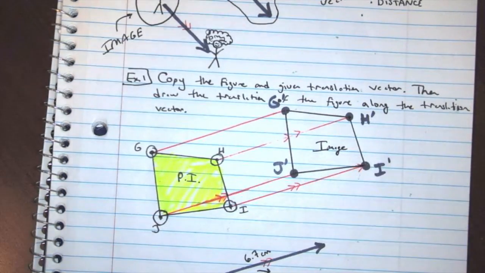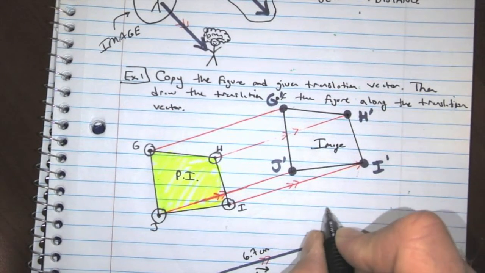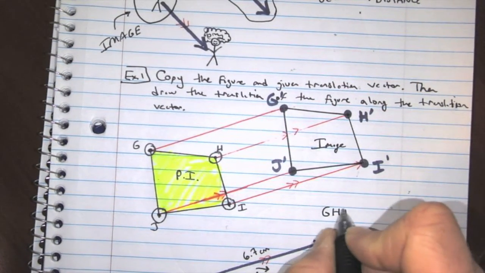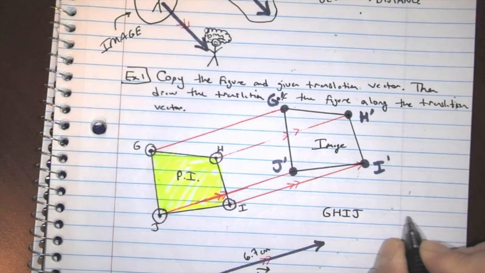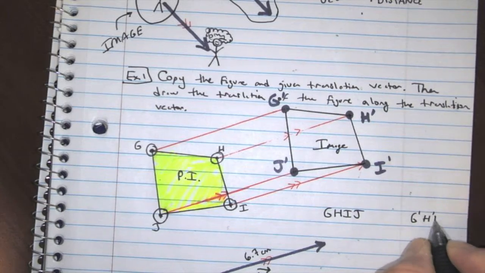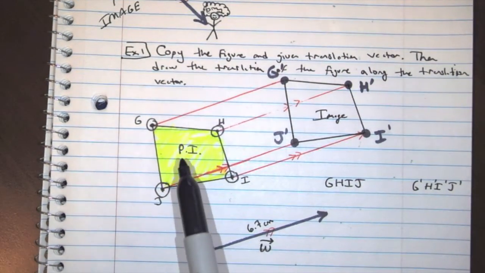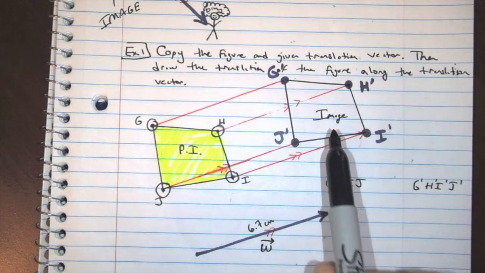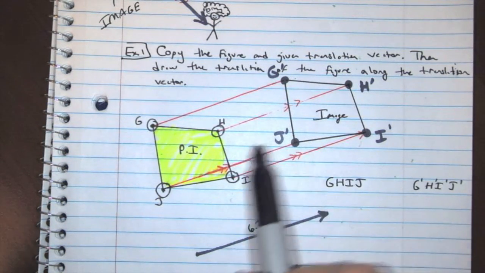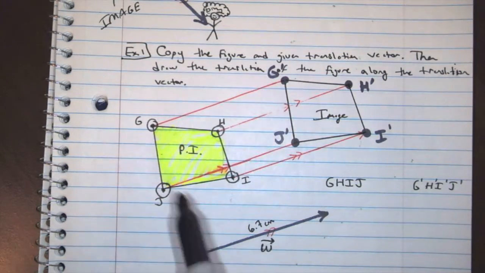Image. Perfect. Now, I'd like you to find some space down here. Could you go ahead and put G, H, I, J, and then give a nice little space right here, and then put G prime, H prime, I prime, J prime. Now, the one thing that all of us need to be very, very aware of is that your pre-image and your image are exactly the same size. It's the same thing. They're equal.